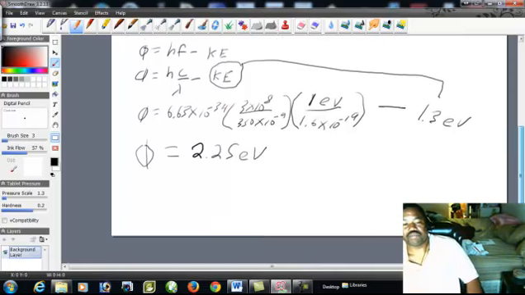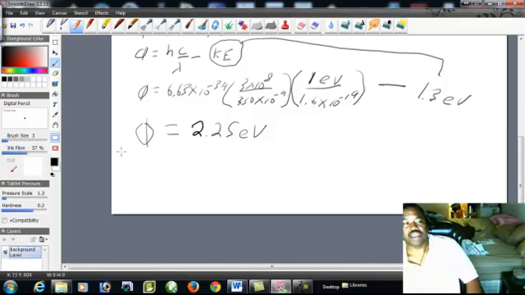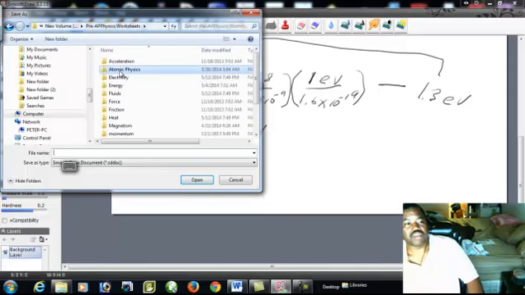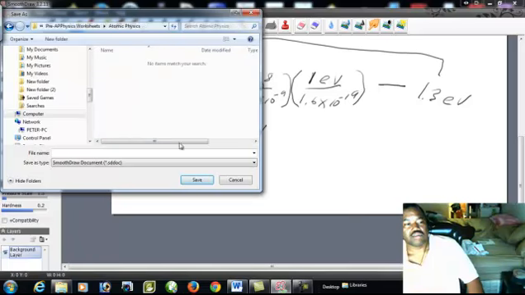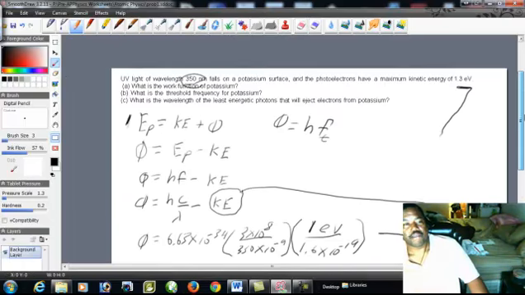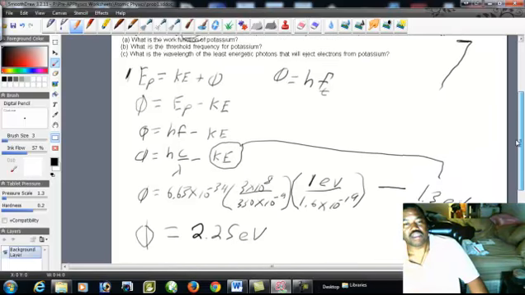Now let's keep working here. Let's get a new page. Let's see if it's going to let me, or do I have to save this? Save as. We're going to put it in the right folder, atomic physics, and call this one problem 1. Save.